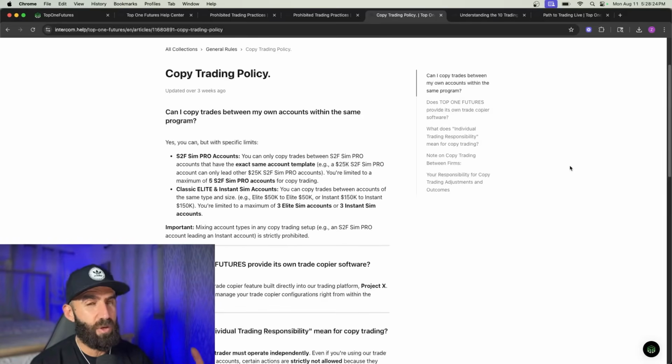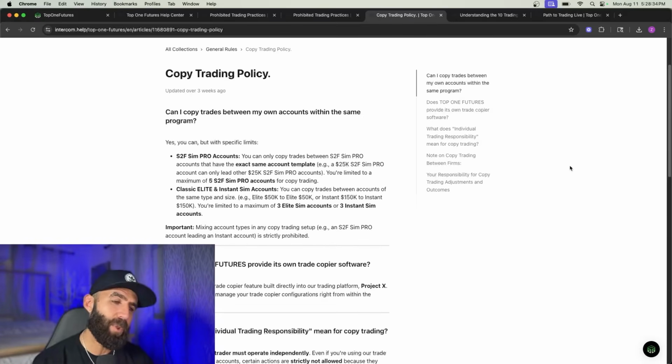Also important to note, if you're going to use third-party trade copying software, which can be somewhat of a risk in itself, if you run into problems, no firm is going to help you out, right? If the copier gets jacked up, it's on the copier, right? That type of deal. So important to note that.